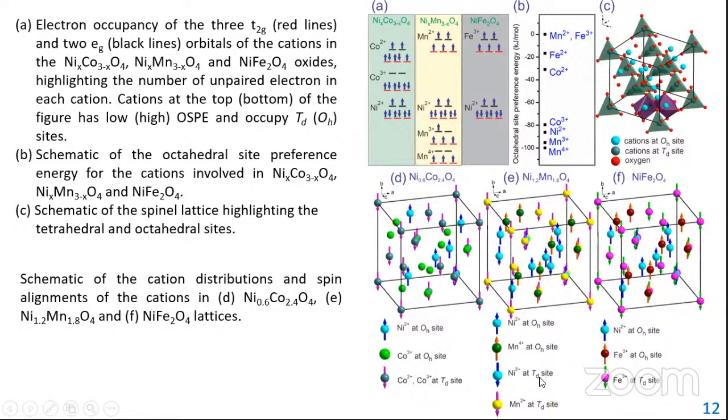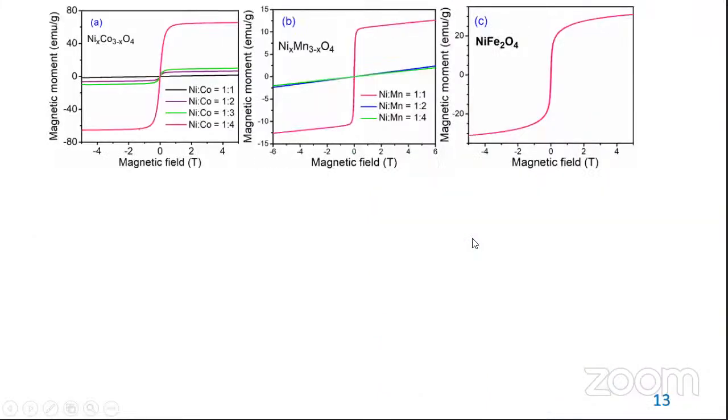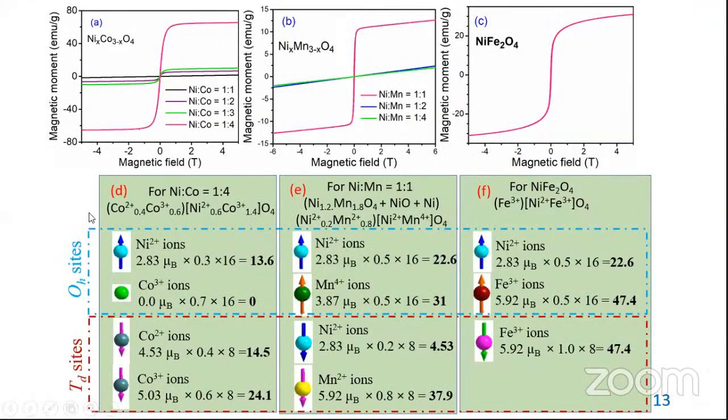Why are we putting these things? Because not only are we putting the possible arrangement of the ions, there are also spins, which will define their magnetic properties. So at the top, we are presenting the magnetic behavior, the magnetization curves at room temperature of all the sets of materials.